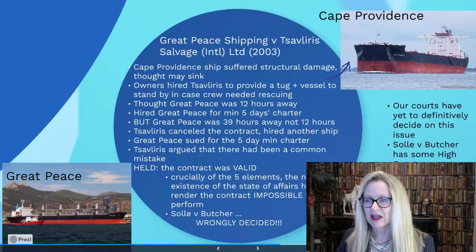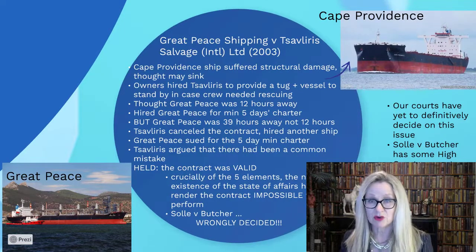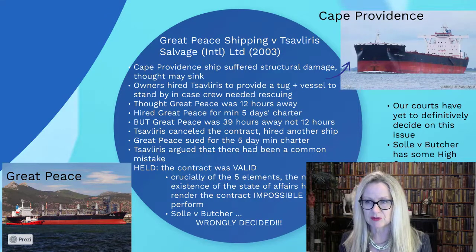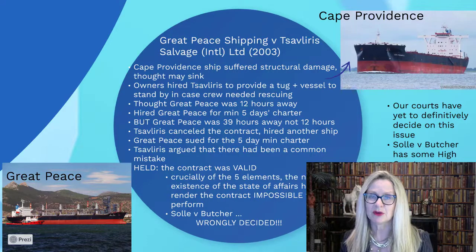is the Great Peace case, and this is the one that's really had people quite divided, and courts in Australia also are quite divided on this issue as to whether it should be applied here. We had a ship called the Cape Providence that suffered some structural damage, and so the owners hired a company to provide a tug and a vessel to stand by in case things went very wrong and the crew needed rescuing. They got a hold of the Great Peace.